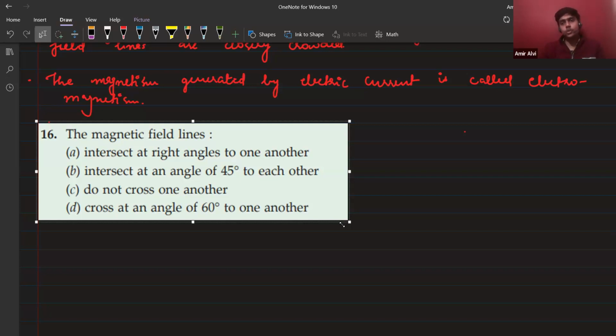The first basic question which can come is a two-marker. Tell me the right answer. The answer is C. Very good. So let me look at some other questions as well.